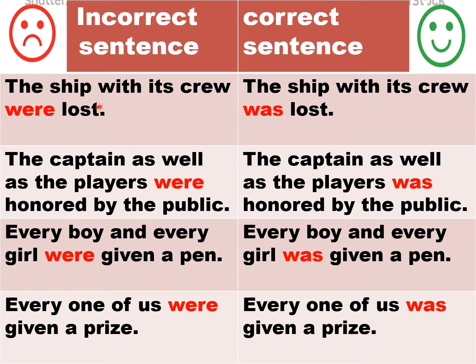The ship with its crew were lost. The captain as well as the players were honored by the public. See, when using with, as well as, along with, together with, the verb should agree with the first subject, the ship and the captain. So this ship and captain are singular subjects. So we must use a singular verb only.